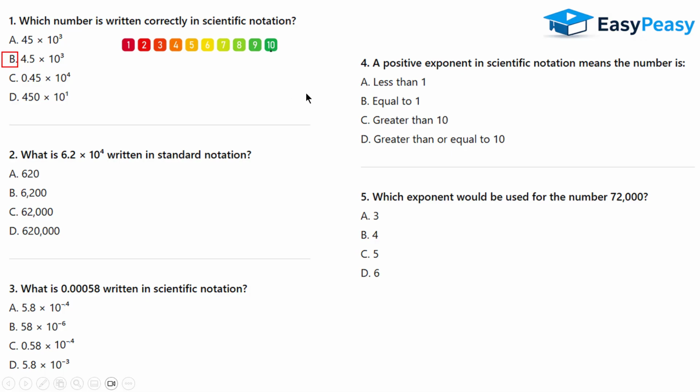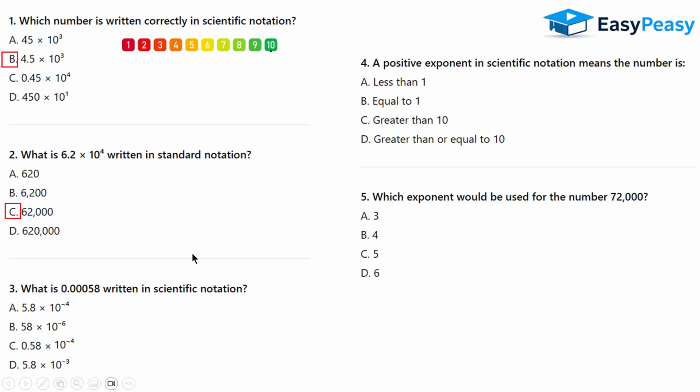Okay, next question. What is 6.2 times 10 raised to the power 4 written in standard notation? The answer is C. It's 62,000. How come? Because power 4 means 4 jumping points. But it jumped past the 2, so we will just put 3 zeros with the 2 here, and it will become 62,000.